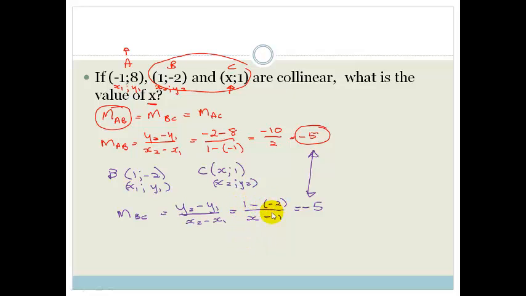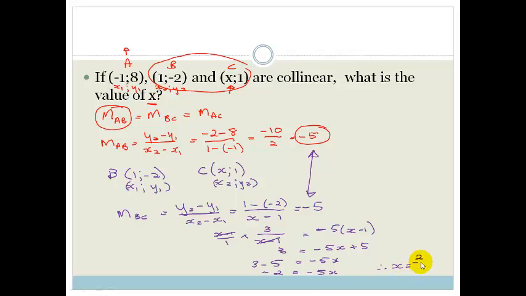So then we've got 1 minus minus 2, which becomes 1 plus 2, which is 3. 3 over x minus 1 is equal to minus 5. To solve this, I'm going to take the x minus 1 to the other side by multiplying both sides by x minus 1, and that cancels. You end up with 3 is equal to minus 5x. Then if I take the 5 across, I end up with 3 minus 5 is equal to minus 5x. All right, you with me? 3 minus 5 is minus 2, which is minus 5x. And therefore, x is equal to 2 over 5. So for these three points to be collinear, x has to equal 2 over 5.